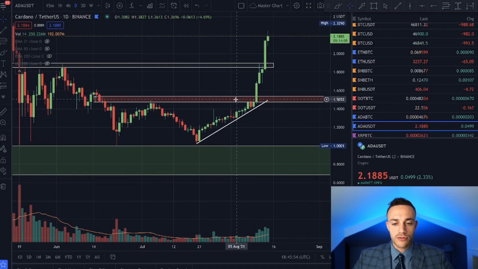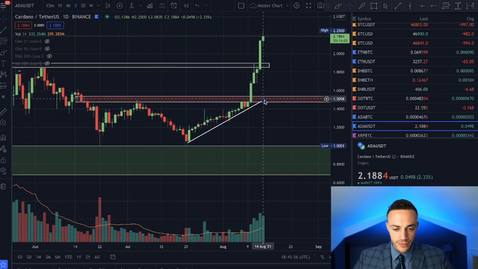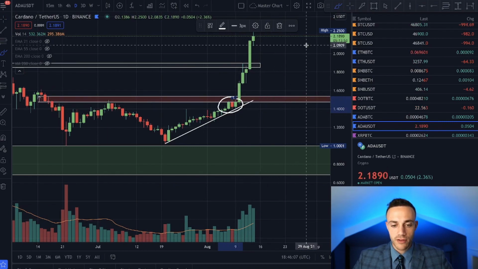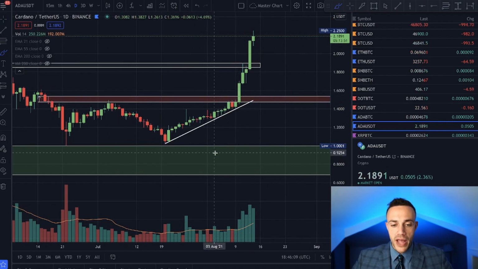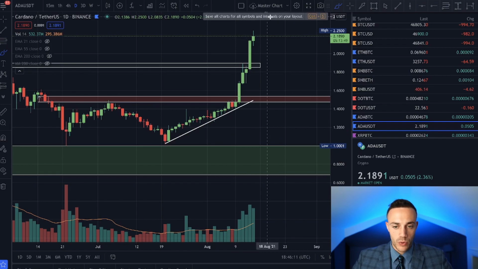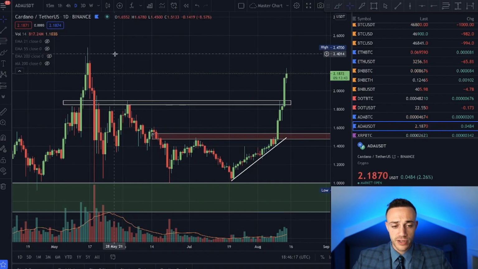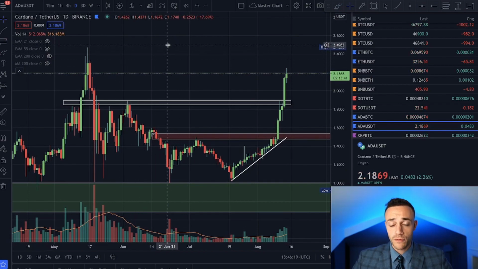We had the horizontal resistance over here at $1.50, and we had this steep ascending price action right into the horizontal resistance. As you can see over here, we started to consolidate right underneath the resistance, and then bam, we burst through, and we made a high of $2.25. And that's not quite at the all-time high up here at $2.47, but that's coming soon for Cardano.